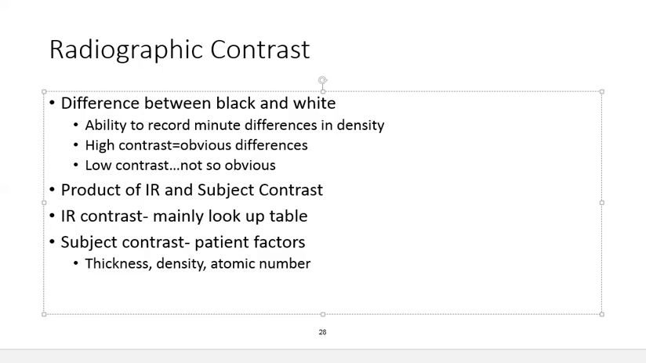The image receptor is mainly the lookup table, and the subject contrast is going to be your patient factors, those being thickness, usually because of an increase in soft tissue, density of the tissue, and the atomic number. Density and atomic number are not necessarily the same thing. The lung tissue itself is soft tissue filled with air.